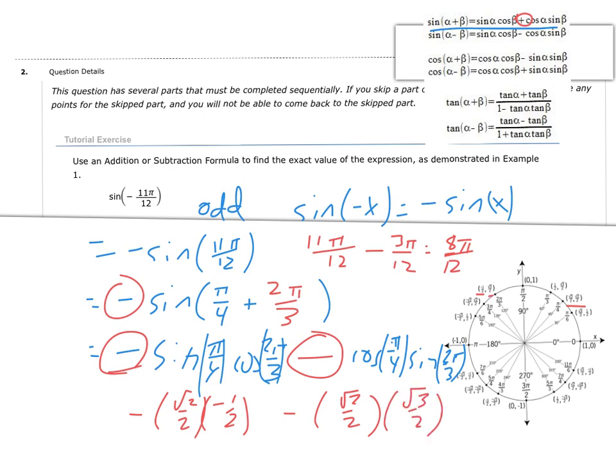Now over here we have a negative times a negative, so this one will actually turn into positive, and I'm going to move over here for the last 2 steps. So positive rad 2 over 4, and then minus rad 6 over 4, and so that becomes just rad 2 minus rad 6 all over 4.